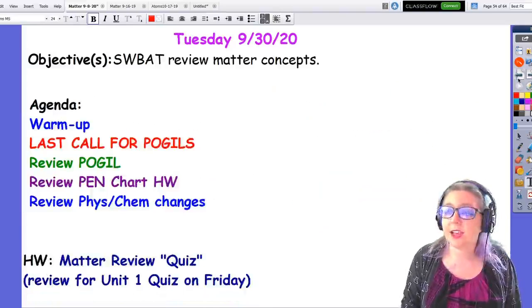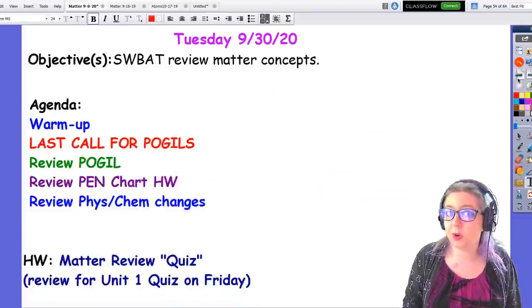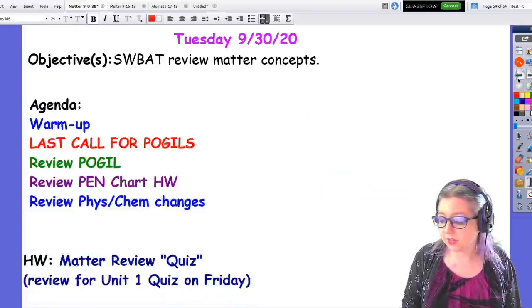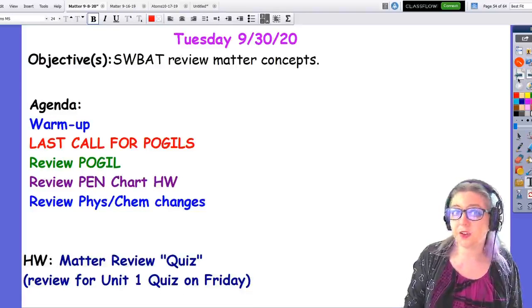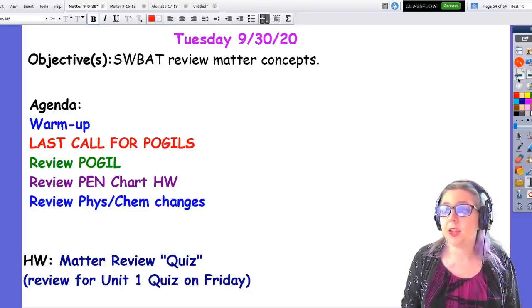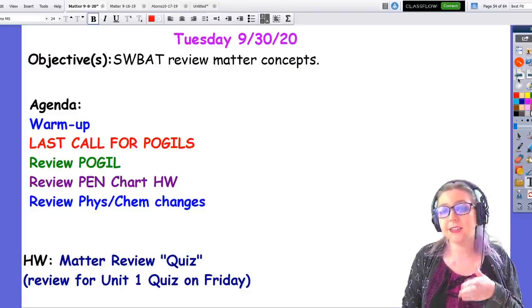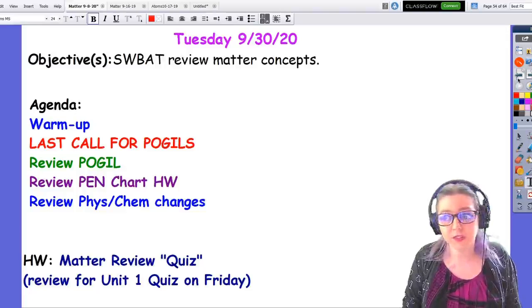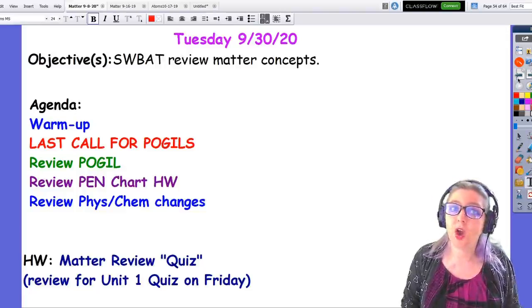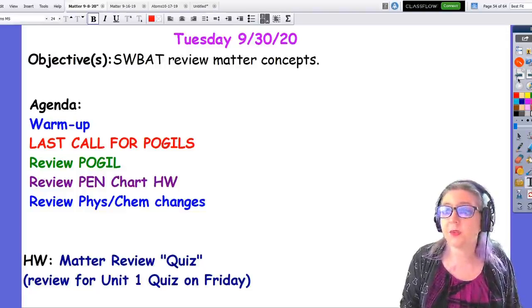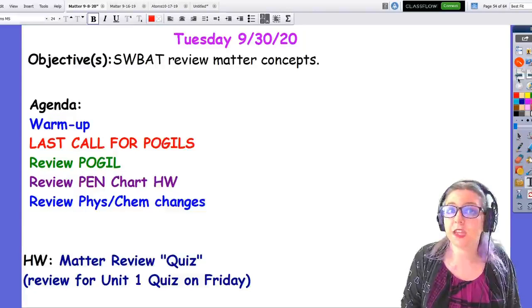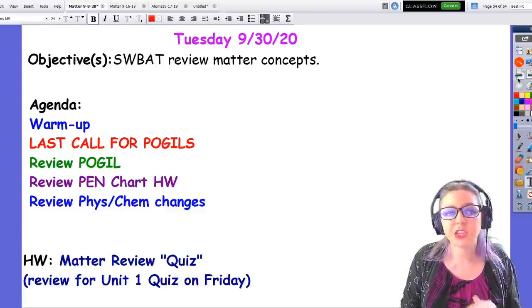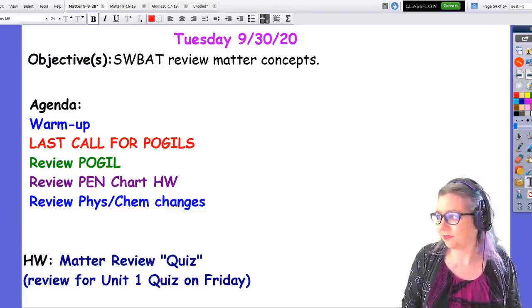Then in class, I announced a last call for POGILs, an absolute deadline. I've written down when I made that call for each class because I'm grading the last time you submitted your POGIL before that time, because we went over the answers. We then went over that pen homework chart, and then we went over and talked about the physical and chemical changes lab. We wanted to make sure we were on the same page there.